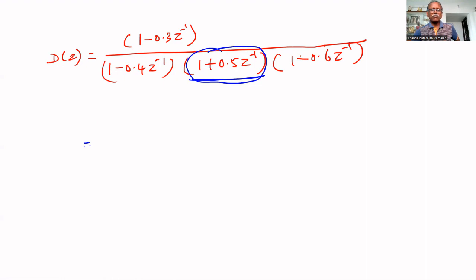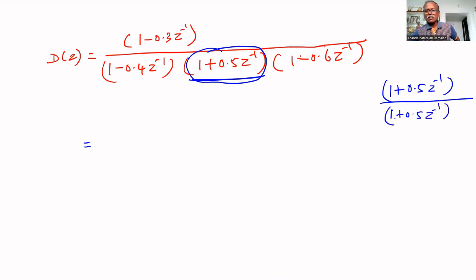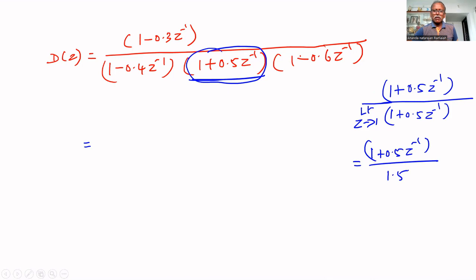How to eliminate that? For that, we have to replace this term. We multiply this term in the numerator and denominator, that is 1 plus 0.5 z power minus 1. In the denominator, we have to introduce the limit as z tends to 1. Therefore, the numerator will be as such, and the denominator becomes 1.5. So replace this here.